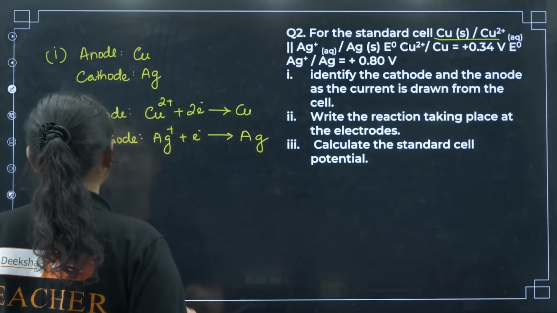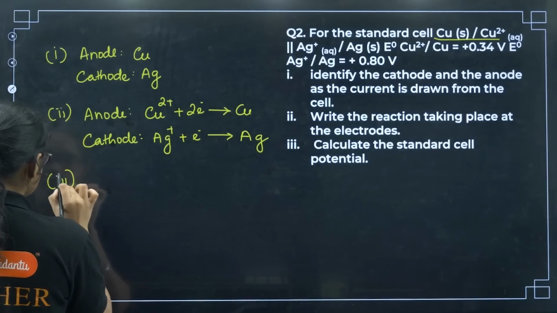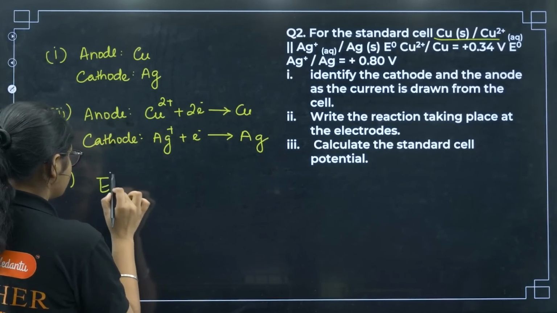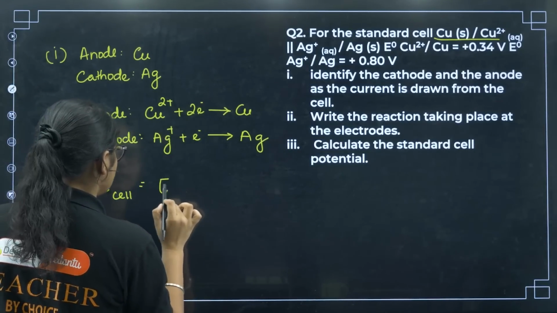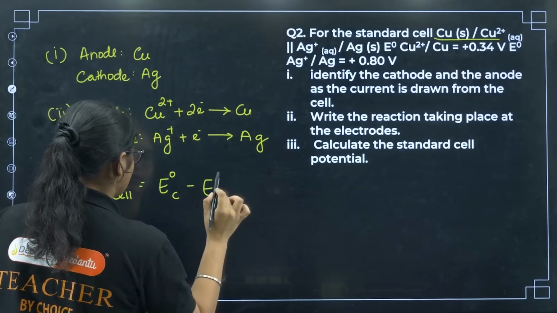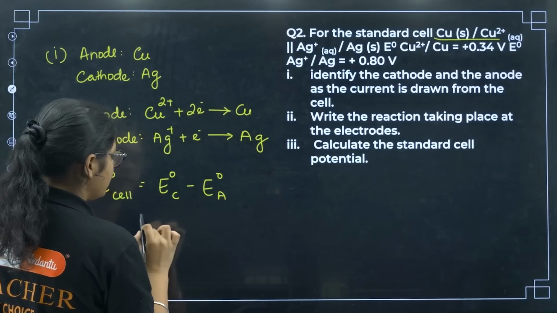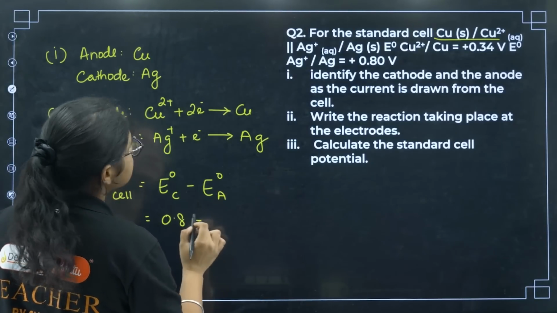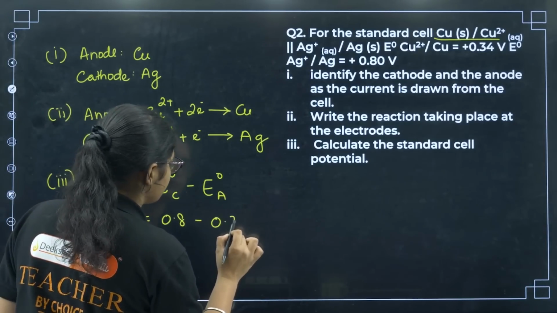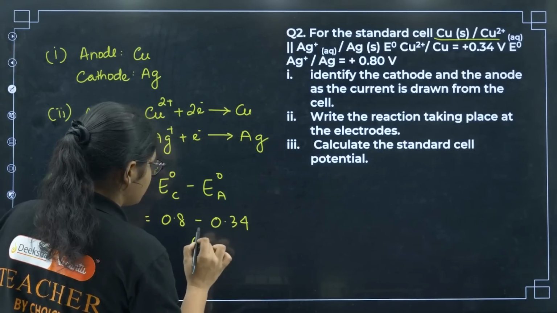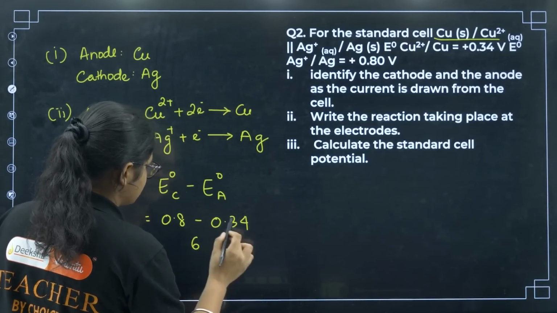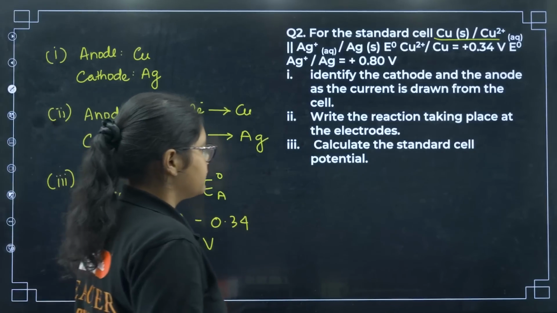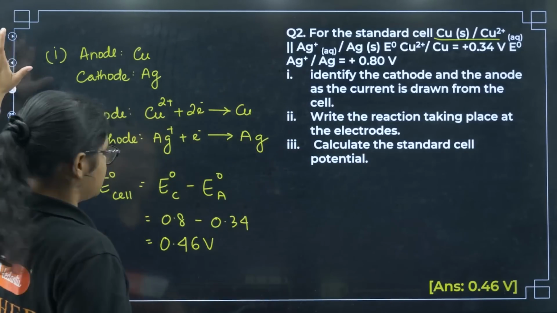Next, calculate the standard cell potential. E naught of the cell is equal to E naught of cathode minus E naught of anode, right? The cathode here is silver, whose value is 0.8, and the anode is 0.34. So 10 minus 4 is 6, 7 minus 3 is 4, so 0.46 volt. So we'll get this as the answer.